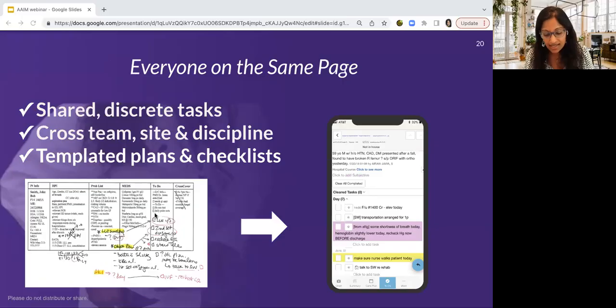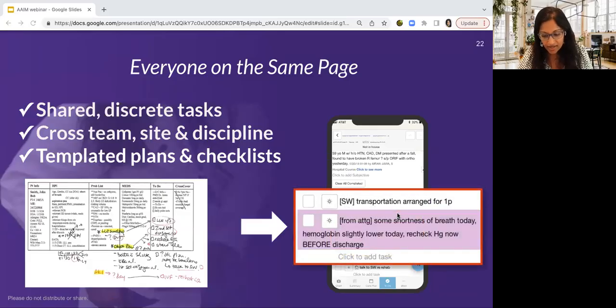The second is the task management. So instead of everyone working off of these separate sheets of paper, everyone has one shared list for a patient to understand what needs to get done to make sure that things don't fall through. And again, in that situation, the attending could have written directly into CareAlign that she wanted to make sure hemoglobin got done before the patient was discharged. And then she wouldn't have had to worry about finding the intern to tell them. It would have automatically been on everyone's list. So the social worker, the nurse, the discharge coordinator, everyone would have seen that.